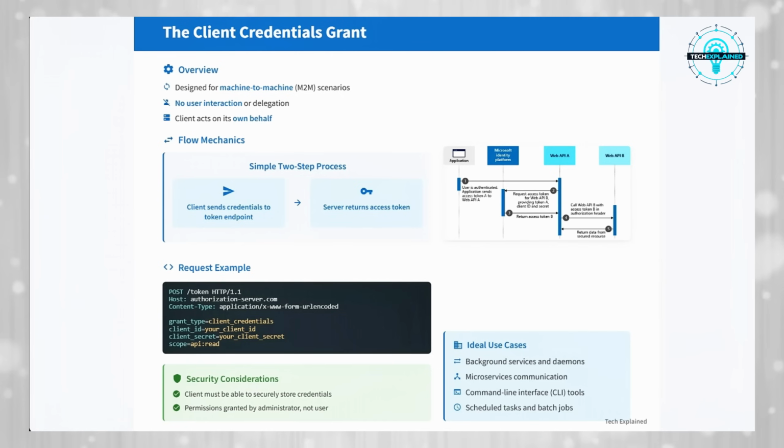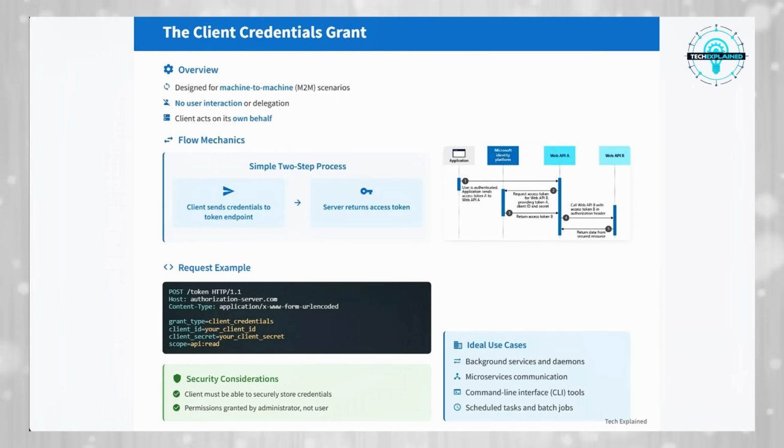The client makes a single POST request directly to the authorization server's token endpoint. The request body contains grant type equals client credentials and the client's credentials, typically client ID and client secret. The authorization server authenticates the client and, if successful, immediately returns an access token. There's no user interaction, no consent screen, and no browser redirection.